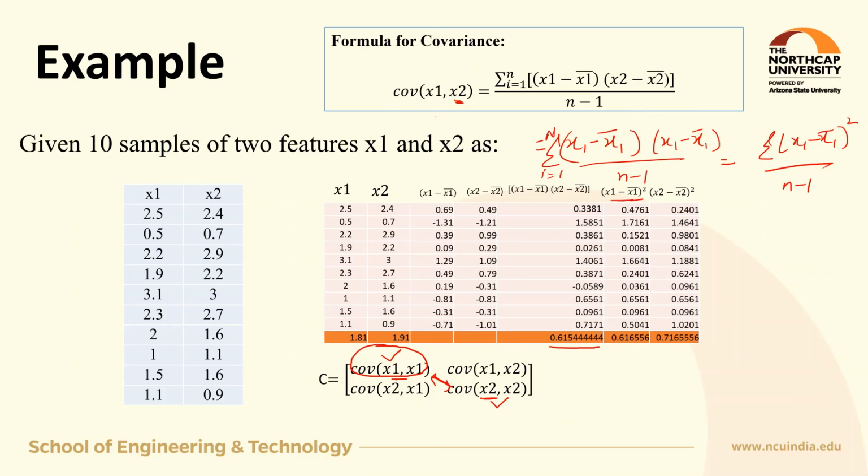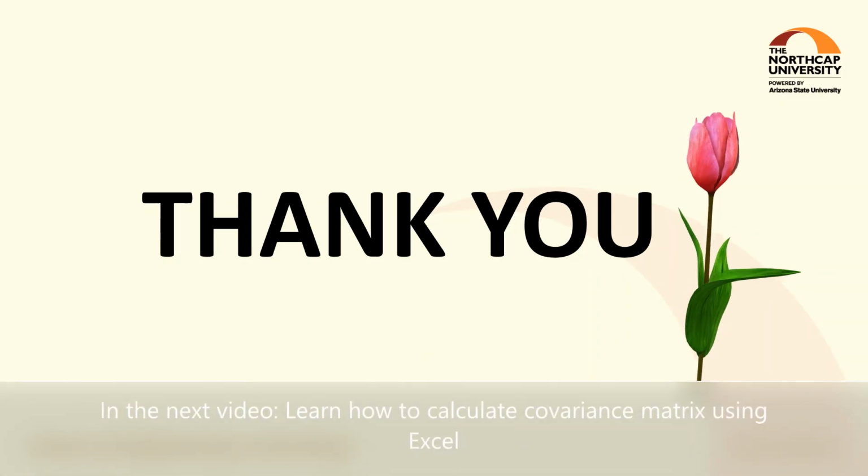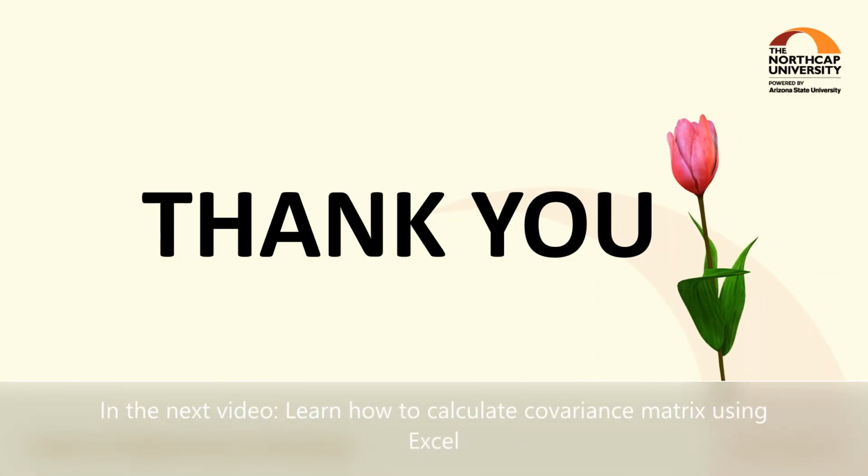So that's why we have calculated another two columns for x1 minus x1 bar square and x2 minus x2 bar square. By calculating these two columns, sum these values and divide by n minus 1, which is 9, you will get these two values respectively for this and this cell. And for the rest of these two off-diagonal values we have already calculated, which is the same for these two, 0.6154. So we have got this covariance matrix. So that's all about the calculation of covariance and covariance matrix. Thank you.